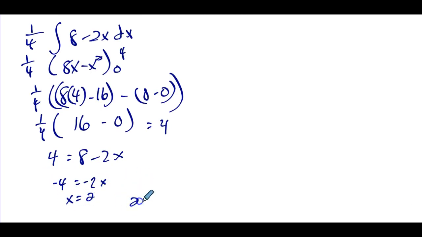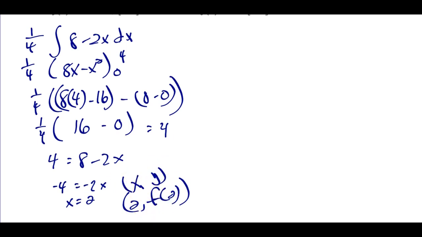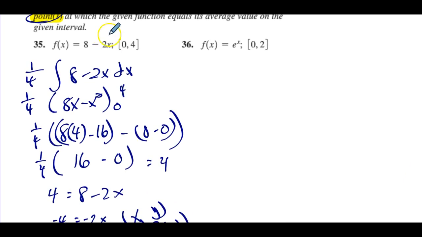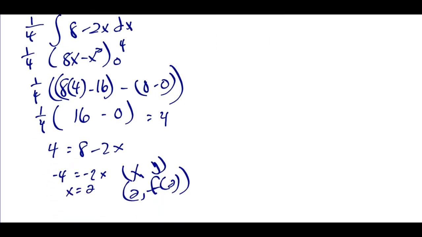And if it says find the point, you probably want to go evaluate the function at 2, because that would be your x and your y value. So just go back into the function and plug in a 2 right here. So 8 minus the 4 gives you a 4. So the point would be 2 comma 4.